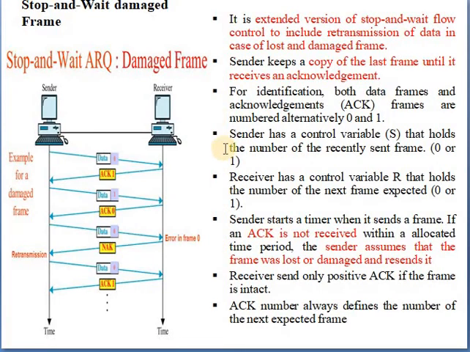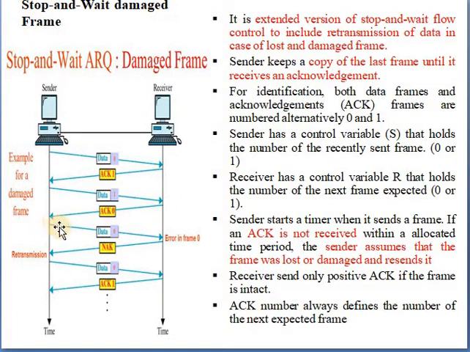Next point is stop and wait with damaged frames. There are mainly three cases. First is the damaged frame, second is the lost frame, and third is the lost acknowledgement. In the damaged frame case, first the sender sends the data. Here data 0 is sent by the sender and the receiver receives that data. After receiving the data, the receiver sends the acknowledgement to the sender. After getting the acknowledgement, the sender sends the next data, that is data 1. Here again the receiver sends the acknowledgement.